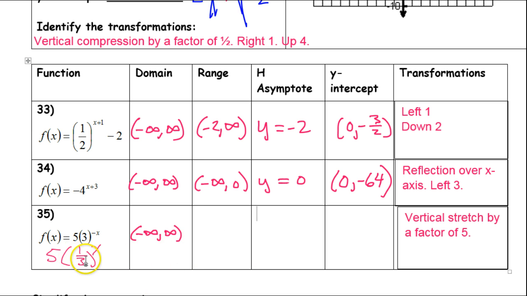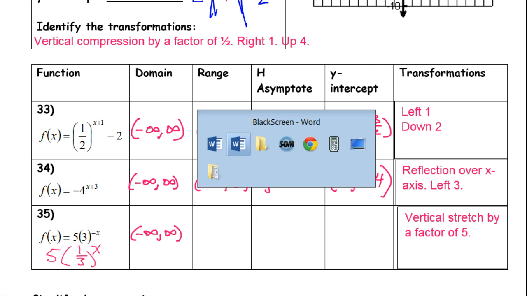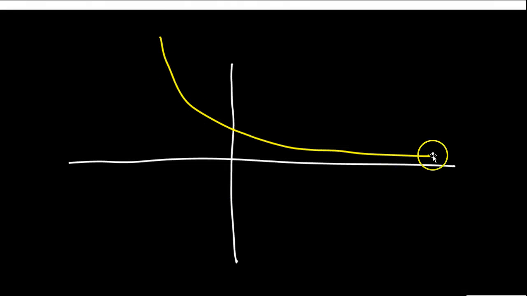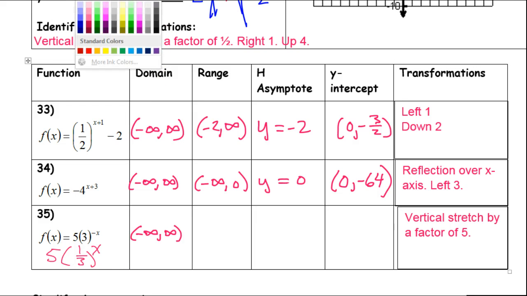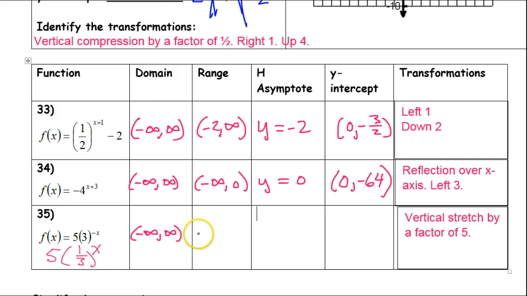Now this is an exponential decay because of the 1/3. So let's take a look. It's just doing this type of thing, but the asymptote is still at 0, so the range is going to be 0 to infinity still. Still have y equals 0 happening.